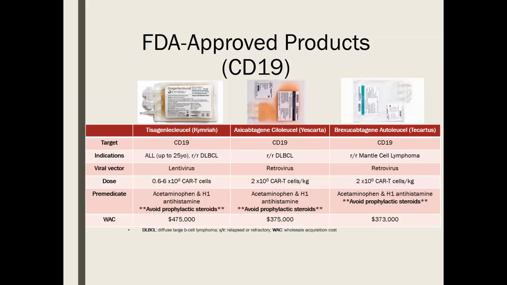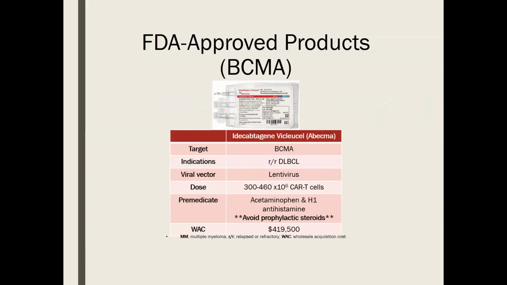Moving back to Axicabtagene in the middle here, it's again CD19 directed. FDA approval is only in the relapsed and refractory diffuse large B-cell setting, and this uses a retrovirus. And on the far right-hand side, you have Brexucabtagene, which is approved only in the relapsed refractory mantle cell lymphoma setting, and this uses a retrovirus. Moving on, the most recent FDA approval, I believe, is the Idecabtagene Vicleucel, or Abecma. This is actually BCMA targeted, excuse the slide there, not in the relapsed refractory diffuse large B-cell setting, but actually in relapsed or refractory multiple myeloma.